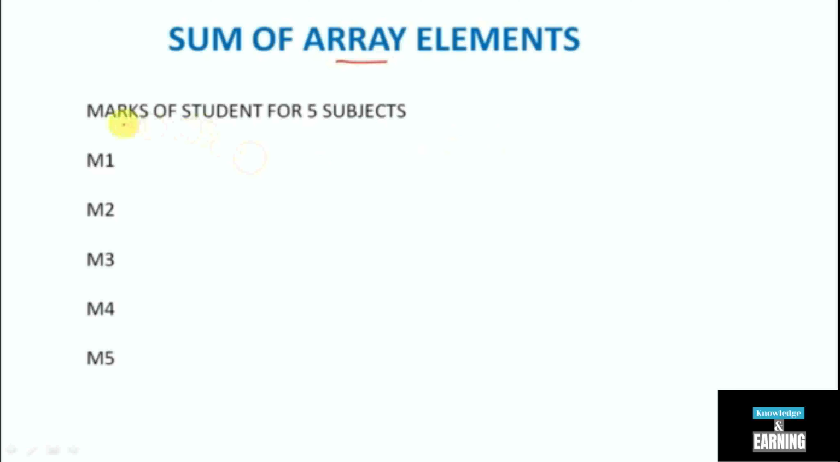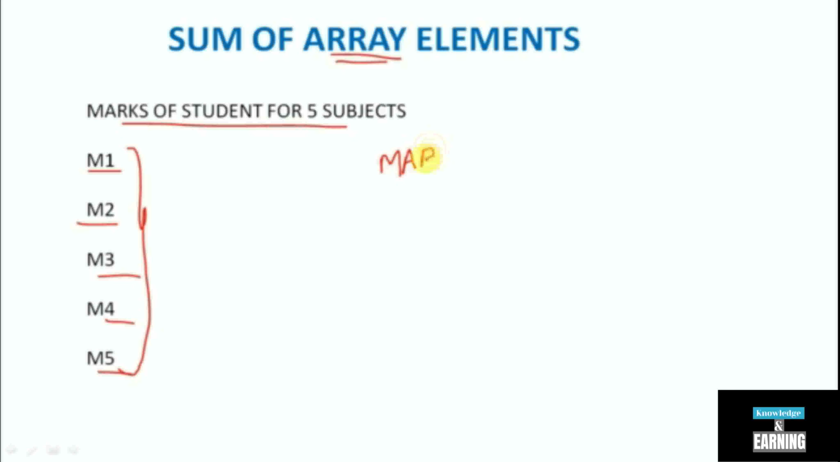Let's take the example of a student. We want to store the marks of a student for 5 subjects, and I want to calculate the total of the marks obtained for 5 subjects. So in the simple way, we can take 5 variables like M1, M2, M3, M4, M5. So either we can take 5 variables or we can use the concept of array. So let me give you the example that how we can store it in array. So I will be taking an array by the name of marks.